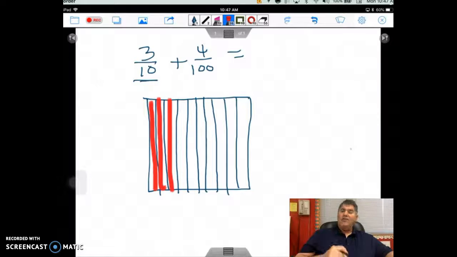And then we got to get that 4 hundredths. Well, as we've seen with the number chart, if you divide up tenths by 10, then you would have hundredths. So let's go ahead and divide this next one up by 10 right here. 1, 2, 3, 4, 5, 6, 7, 8, 9, 10. And we can do 4 of those. So we got 1, 2, 3, 4.